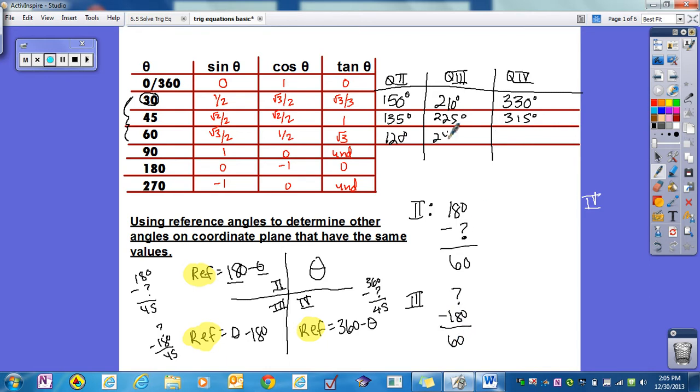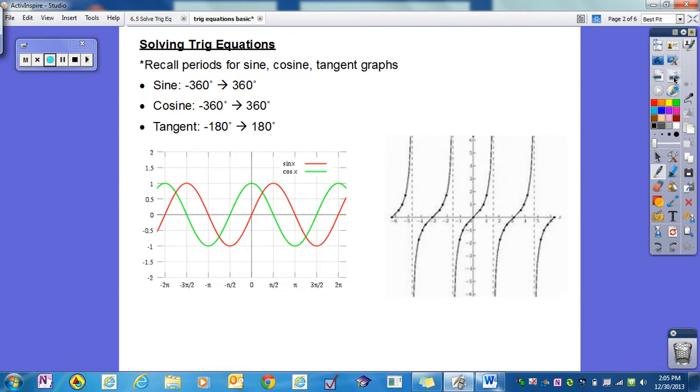That is 240 degrees. And then in quadrant 4, 360 minus what gives me 60, and that is 300 degrees. All right, so now these are all of my actual angle values in each quadrant given my reference angles, because we're going to need to use these when we go in and solve trig equations.